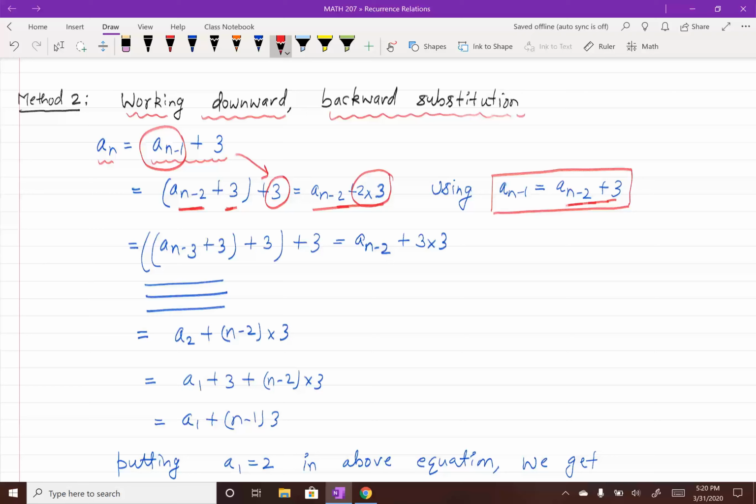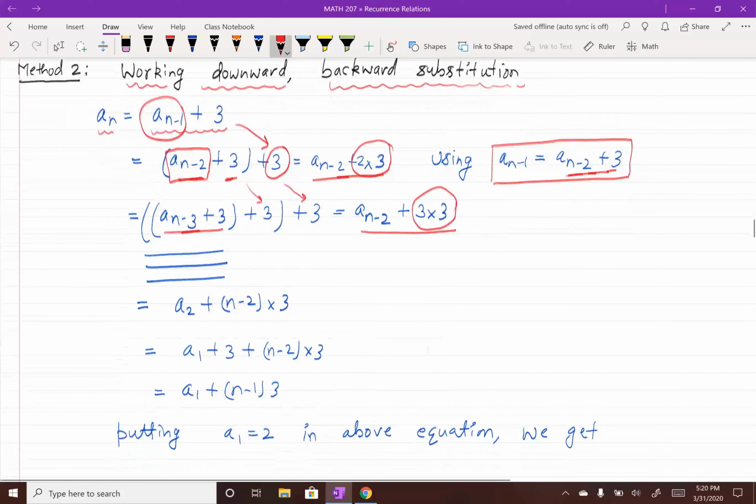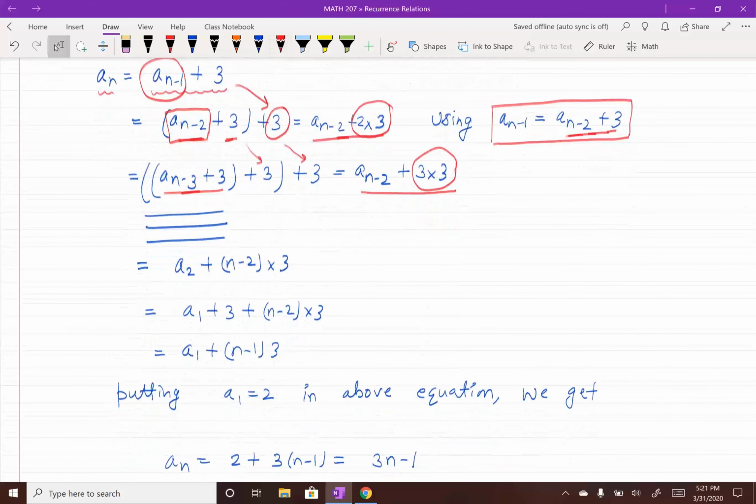Similarly, you can represent your a of n minus 2 term as a of n minus 3 plus 3. The plus 3 remains the same, and this 3 remains the same. This you can write as a of n minus 3 plus 3 times 3. If you keep following the same pattern by moving downward, a of n is going to be equal to a of 2 plus n minus 2 times 3.